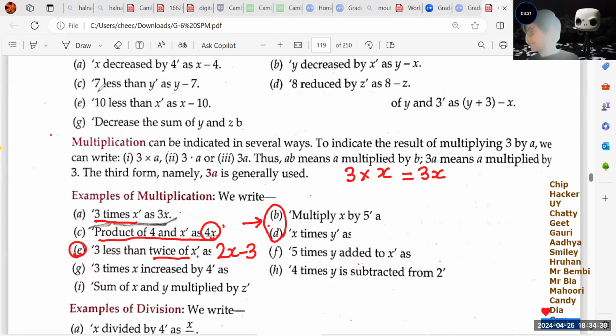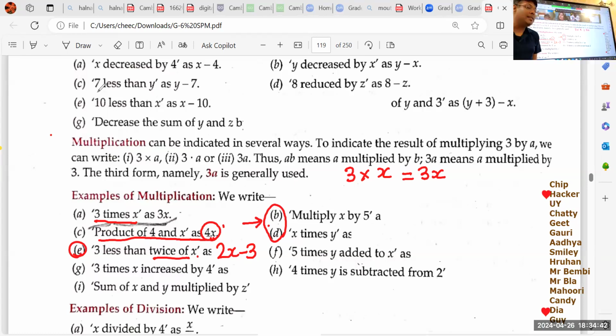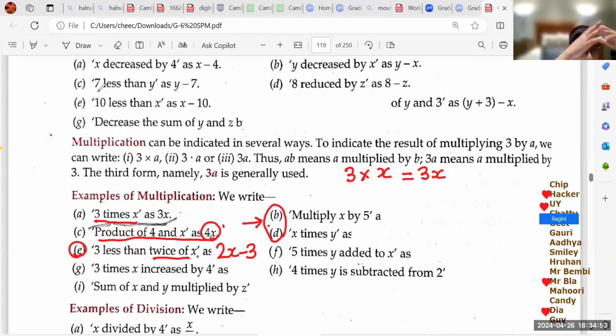Okay, sir, how to put the multiplication sign? You don't have to put the multiply sign. Just x multiplied by 4 is 4x only. 4x. There is no need to put any multiply sign. But sir, then in the D part there is. No, beta, there is no need.